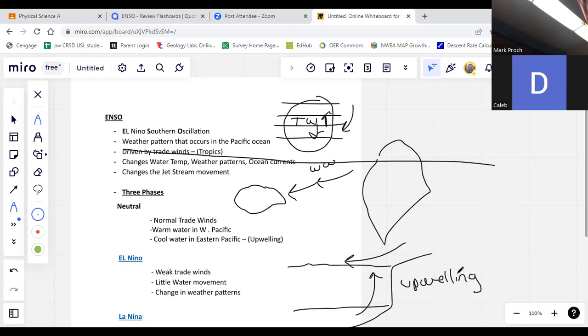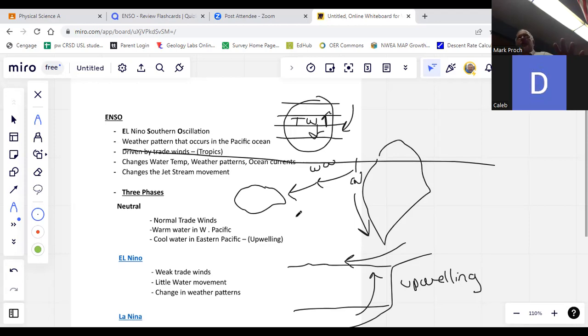Okay, so the neutral phase is normal trade winds, warm water in the West Pacific. It gets pushed over Australia over here. It all ends up over here, and this is cold water, CW, along this coast here. And all this warm water is really moisture, a lot of moist. So that water gets over there and it rises up into the air and causes lots of storms. Okay? It's a normal process.